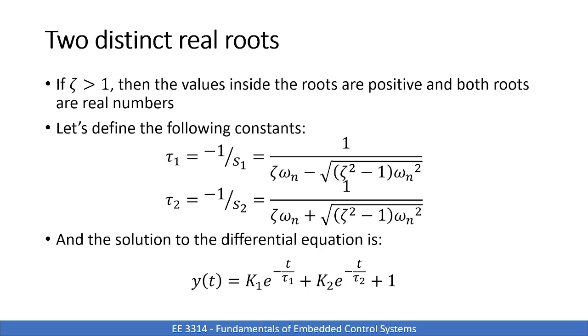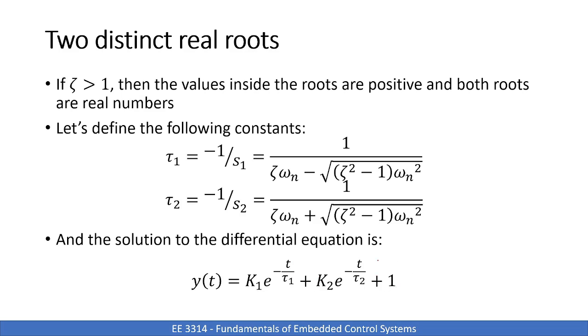Okay, so if zeta is greater than 1, then we're going to have two distinct real roots. We can plug that in, and we'll get a couple of values. We'll get tau 1 and tau 2 for our solution, and those are given by these fractions here. So this is 1 over zeta omega sub n plus or minus that radical. In that case, our two taus give us a solution to the differential equation that looks like this. If these are both real, then we're going to have a couple of different exponential decay terms, and then 1.